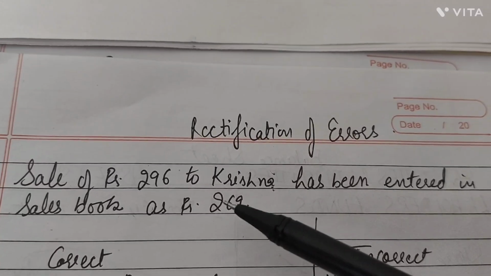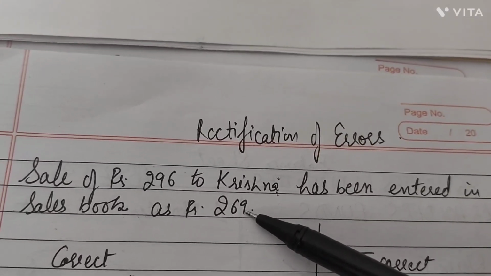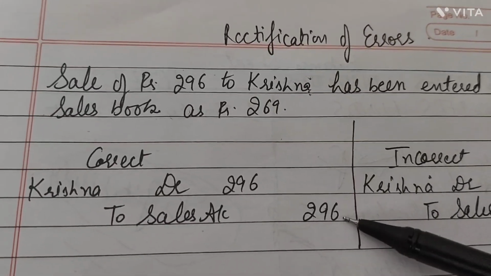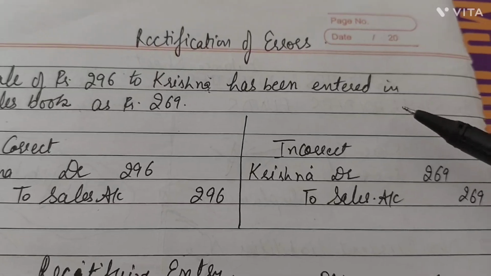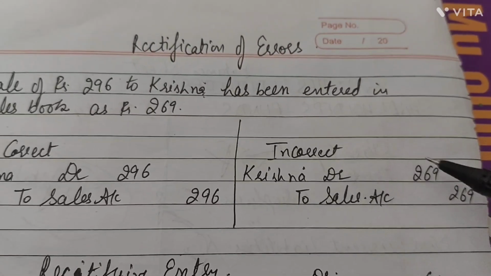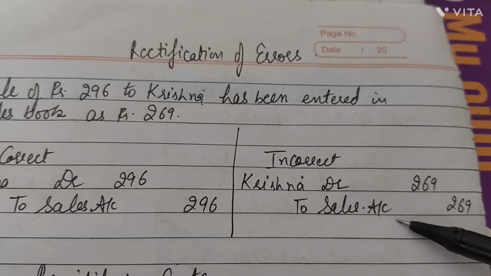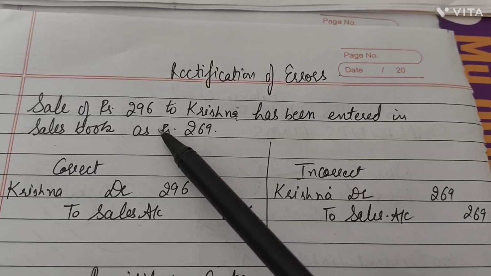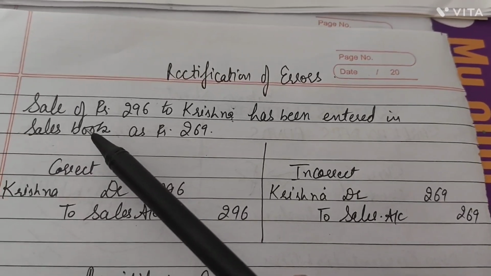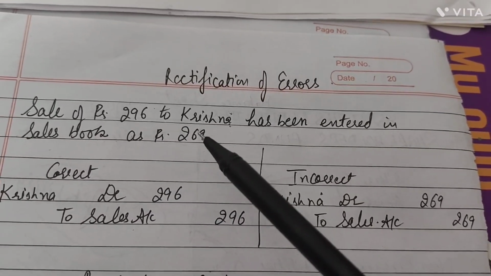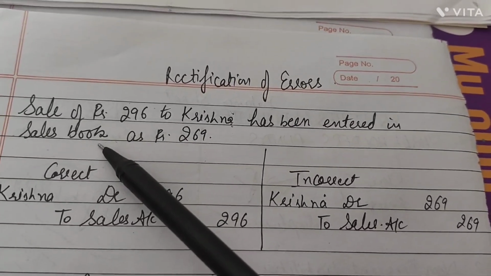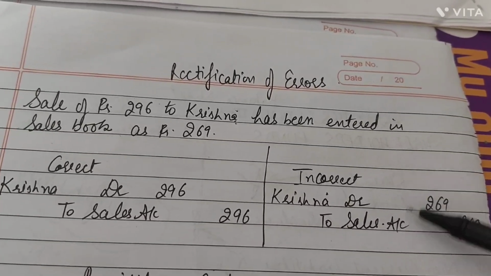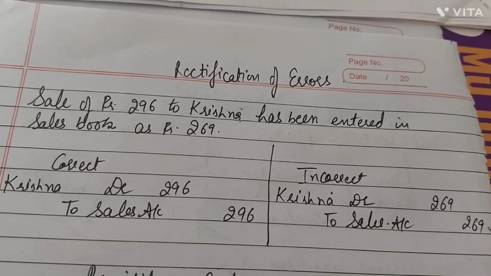But he says that it has been entered in the sales book as 269. So where the correct entry was Krishna account debit to sales account, that is 296, actually in the incorrect manner, what they did, Krishna account was debited with 269 and sales account was credited with 269. Point to be highlighted over here is that it's written that the sales book has been recorded as 269. When you open the sales book, it means that the journal has gone to both of the accounts in the wrong manner with rupees 269.